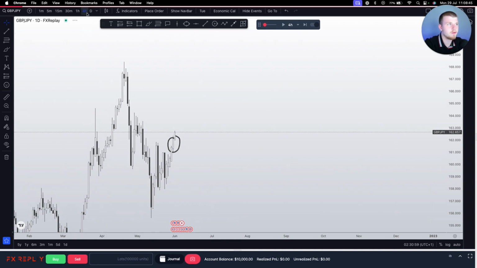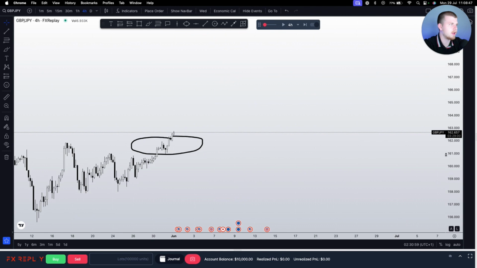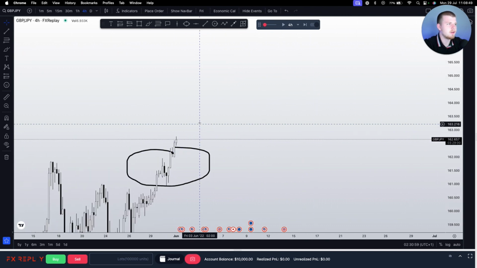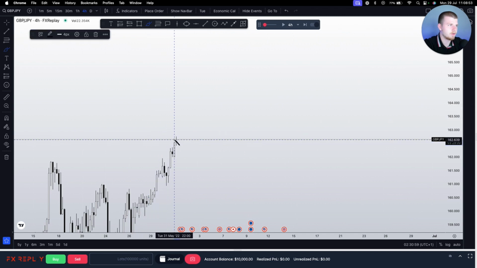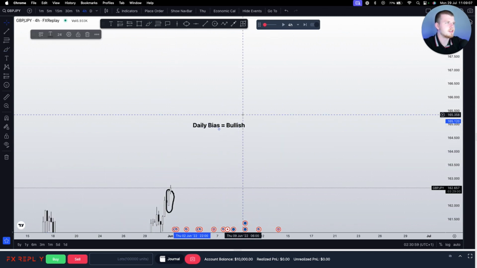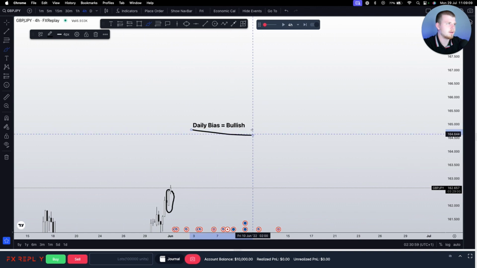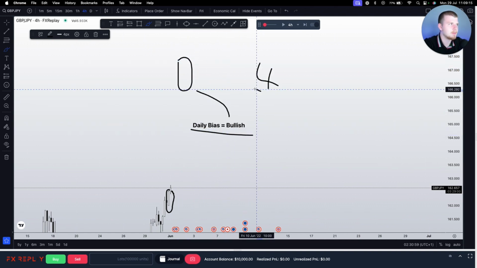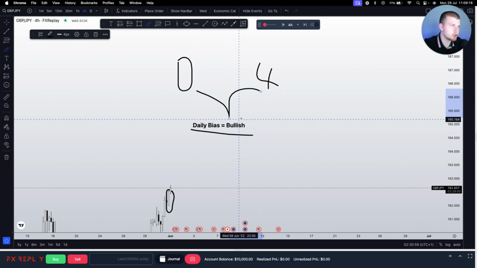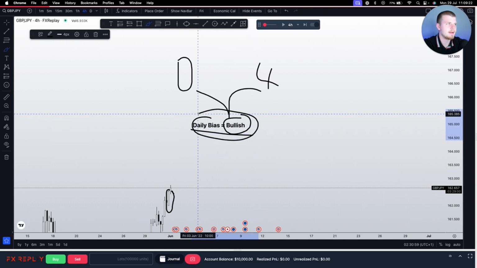But if we go to the 4-hour time frame and see what's been going on there, you can see that the previous 4-hour candle is also bullish. If I just draw a circle around that, you can see that. This means that the daily bias is in fact bullish. Why? Because the previous daily candle is bullish and the previous 4-hour candle is also bullish, which means that the daily bias is strongly bullish. So we're going to be looking for buys today.